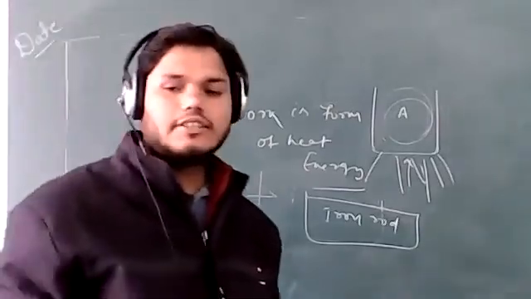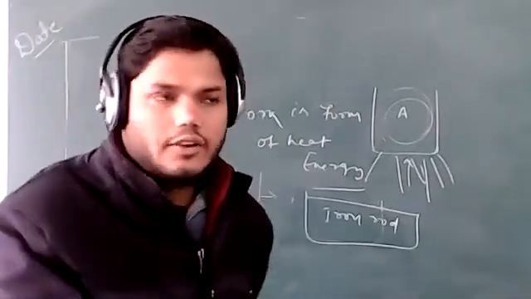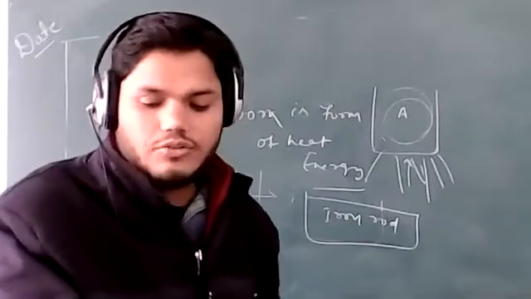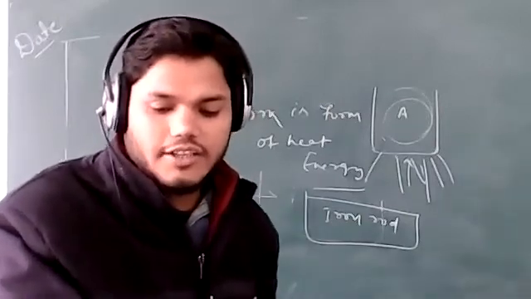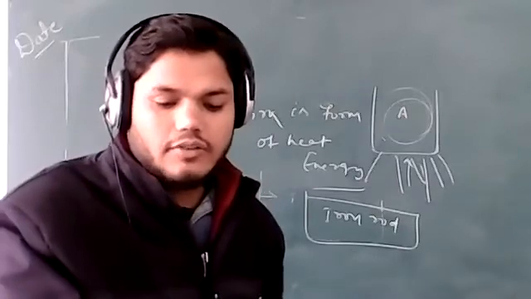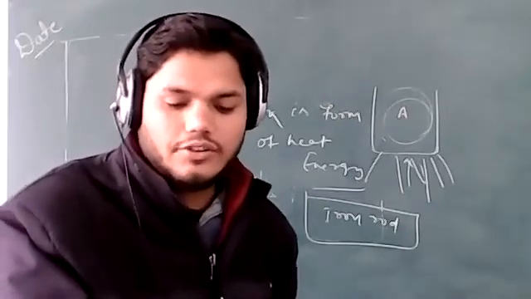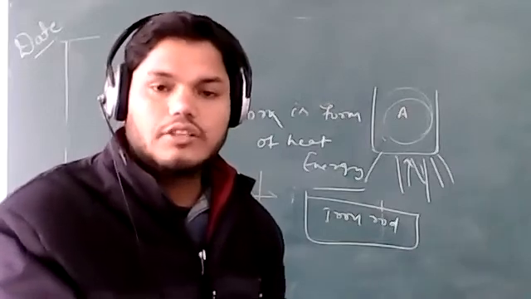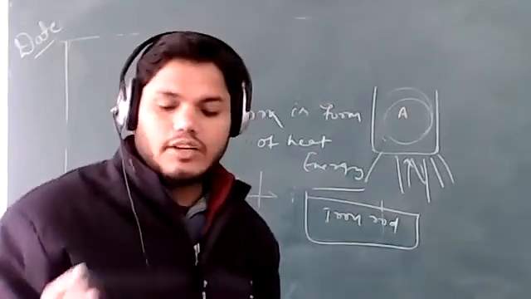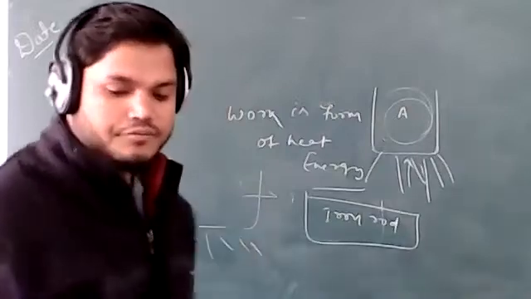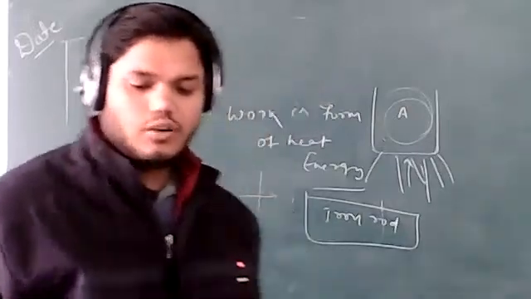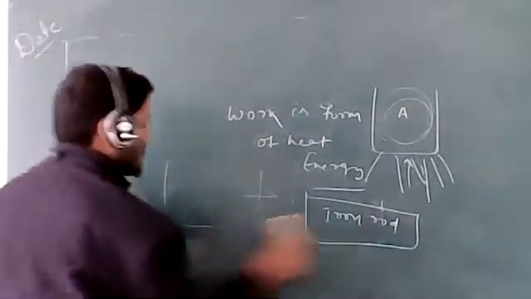If the temperature is rising by 1 kilocalorie, in that condition, 4.18 into 10 to the power 3 joule of work will be produced. That means this much joule of work is equivalent to 1 kilocalorie of heat.